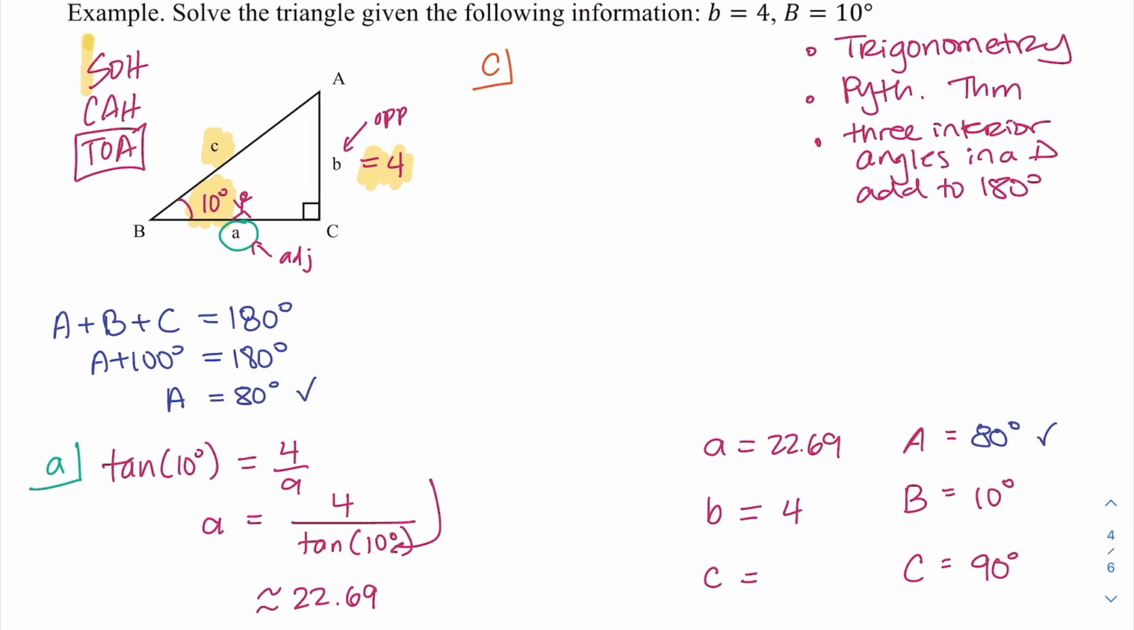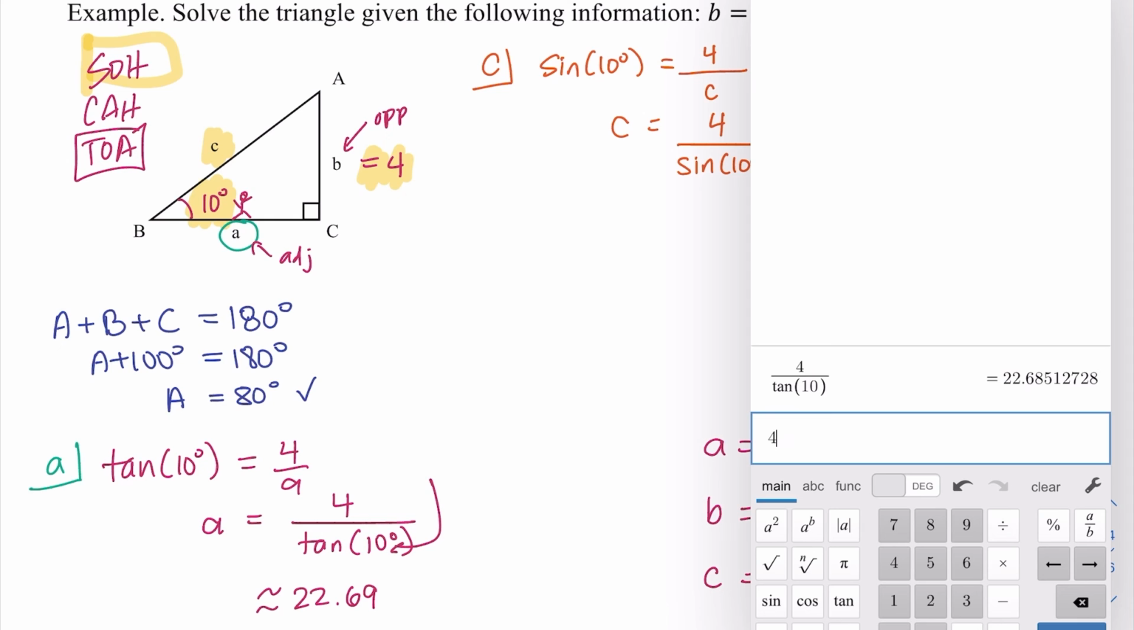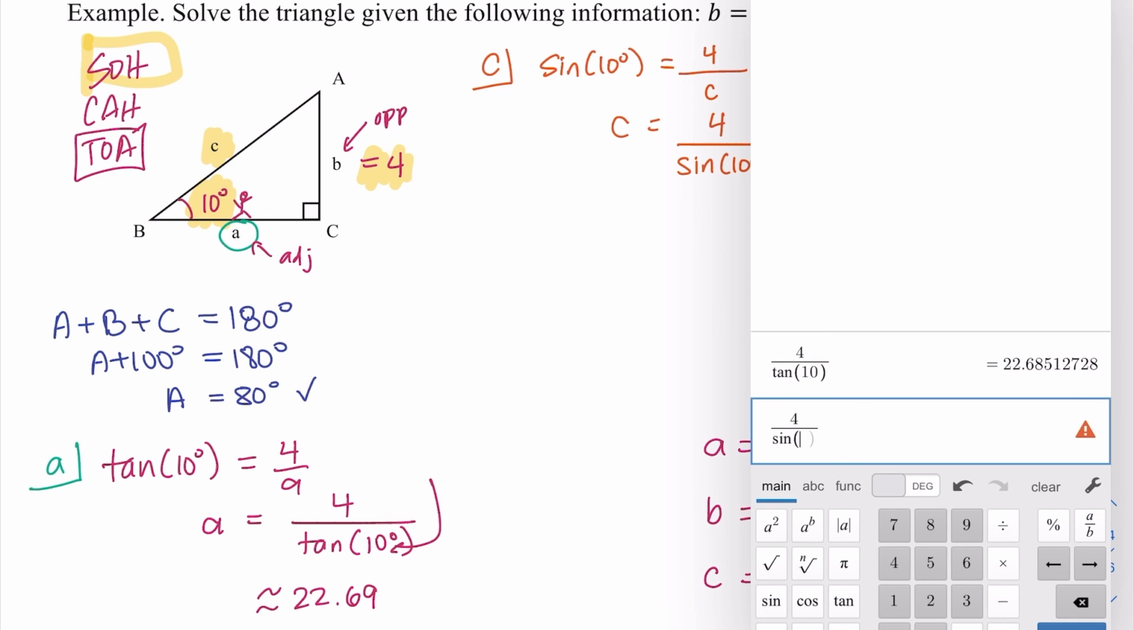Opposite and hypotenuse, that's sine. Okay, great. So sine of 10 degrees is opposite 4 over hypotenuse C. Now notice that C is the only variable that I have, and I can just solve for C now. So rearranging this equation, I get C equals 4 over sine of 10 degrees. All right, so when I go in here, I get 4 over sine of 10 degrees.